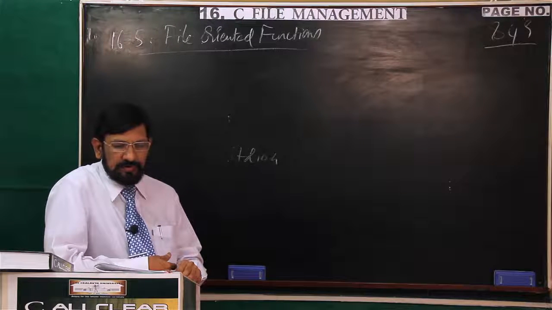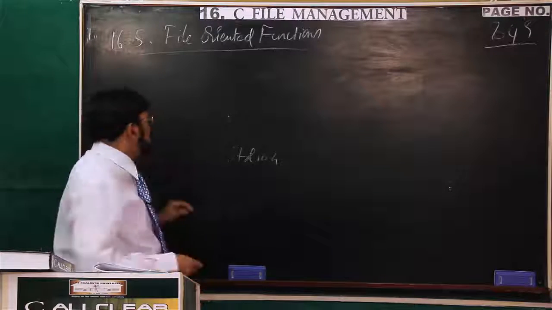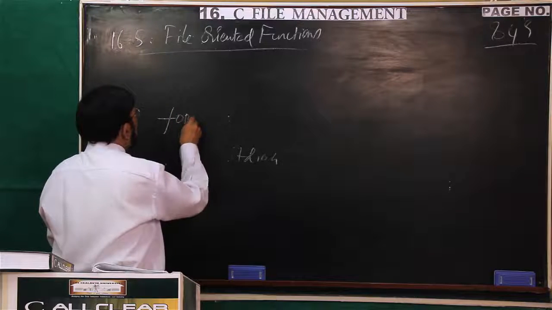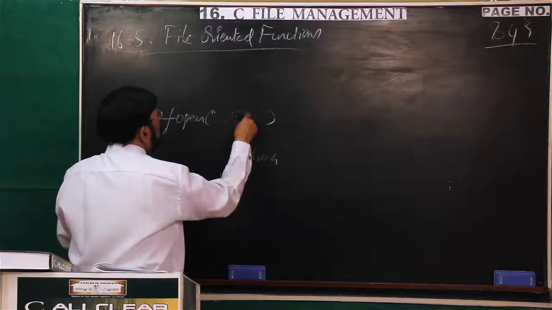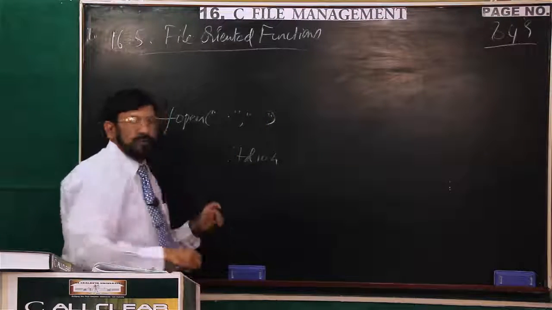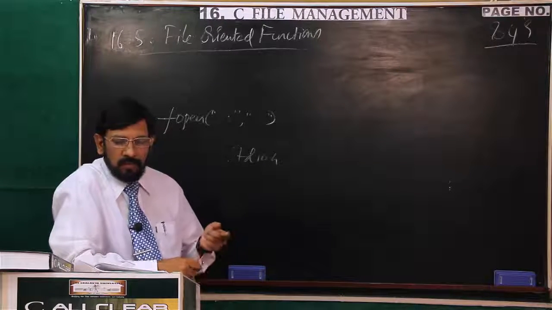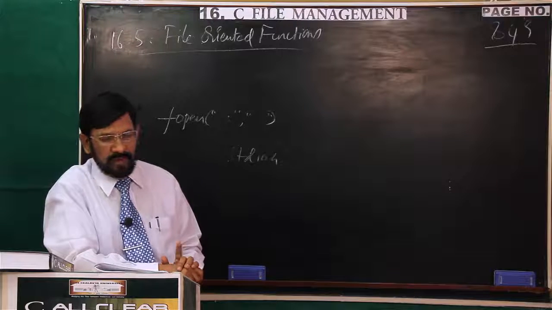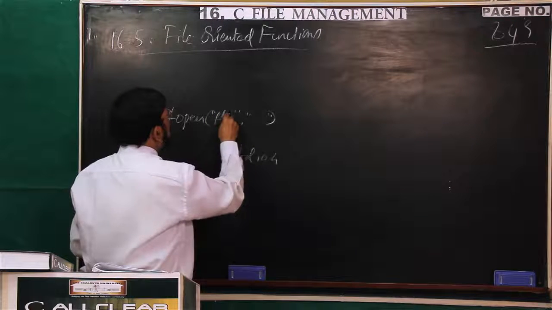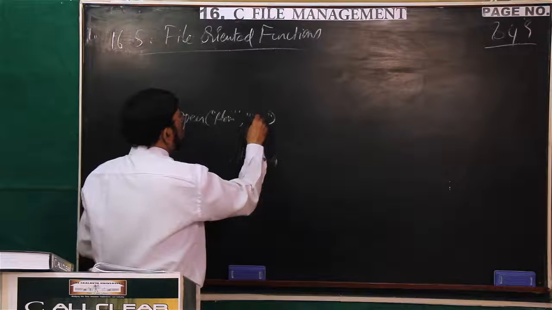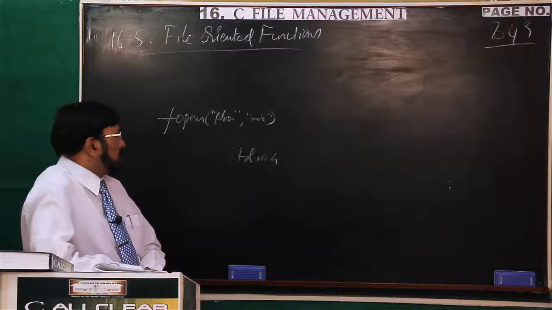Now, let us consider three core file-oriented functions. The first one is fopen. This is opening the file for use. It may be opening of a new file or opening of an existing file for use. Its syntax is here: file name, and here mode. These two things we have to give as arguments.